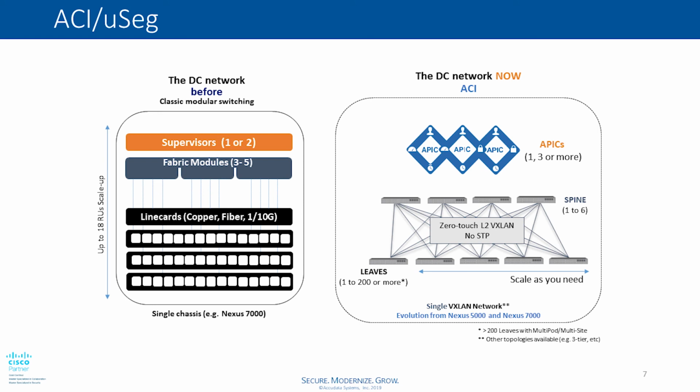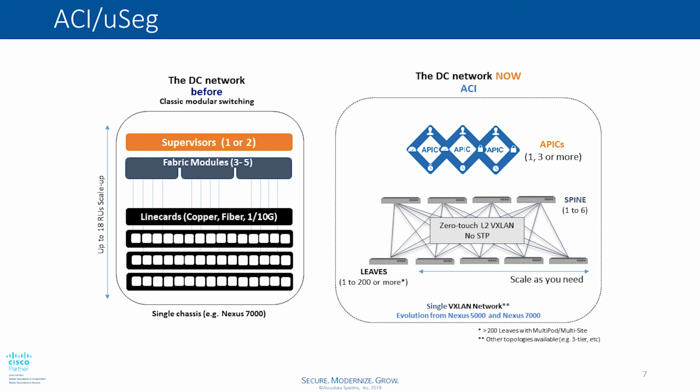This is what the ACI architecture looks like, and I'm doing an analogy from left to right. On your left, you have an old Nexus 7K chassis. This is how it looks. I'm going to go from top to bottom. On the top, you have your one or two supervisors. Then on the backplane, you have your fabric modules. It could be from 3 to 5 fabric modules. And then on the bottom, you have all your line cards that are your access ports for your data center.